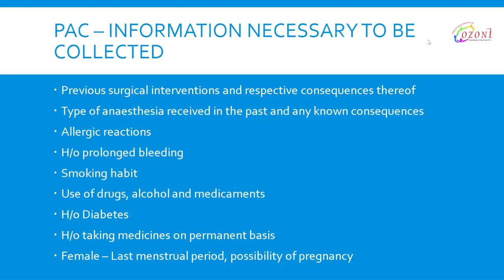Then whether he is using some drugs or alcohol or medicaments for some treatment or as addiction. Then note down the history of diabetes, and since how long he has had diabetes. Then whether he is taking some medicine on a permanent basis, and whether you need to inform the person to stop certain drugs before anesthesia or operation, such as antiplatelet or other drugs, which might be responsible for more bleeding tendencies or difficulty in clotting. Then if you are operating on a female, you need to know her last menstrual period, and you can rule out the possibility of pregnancy.